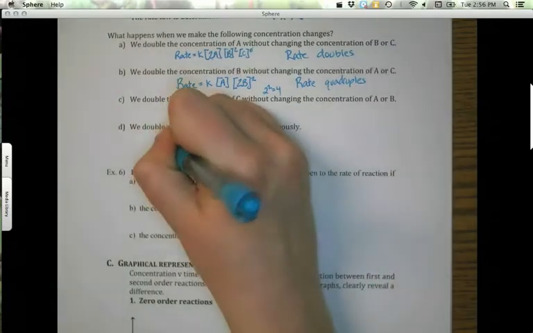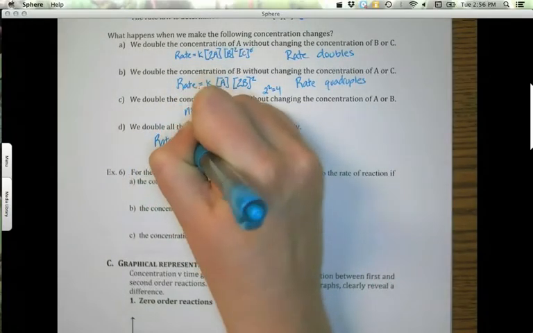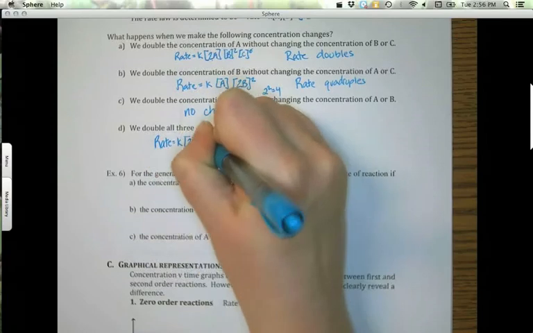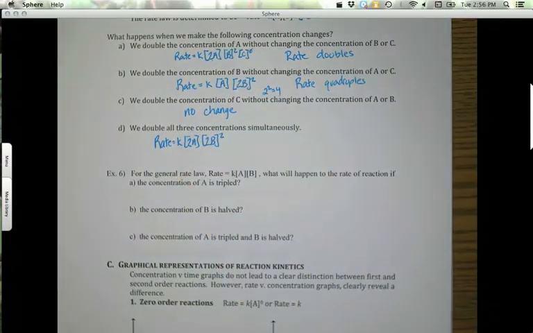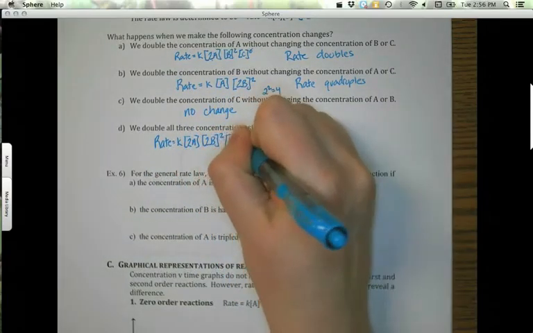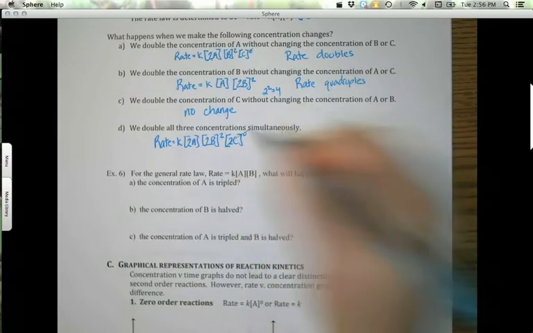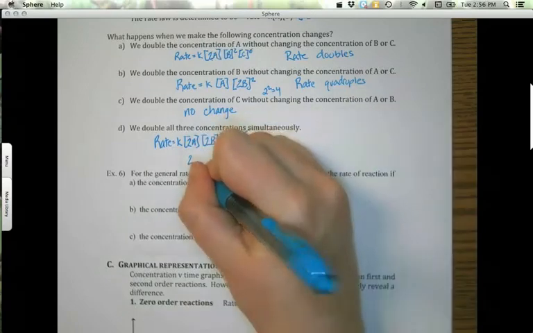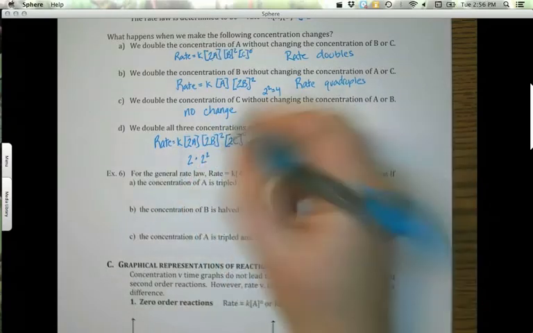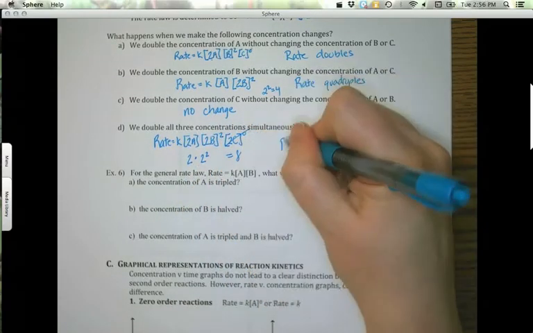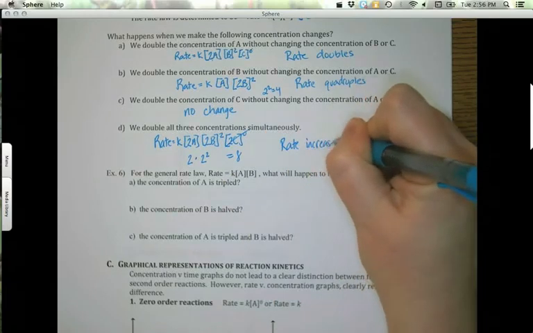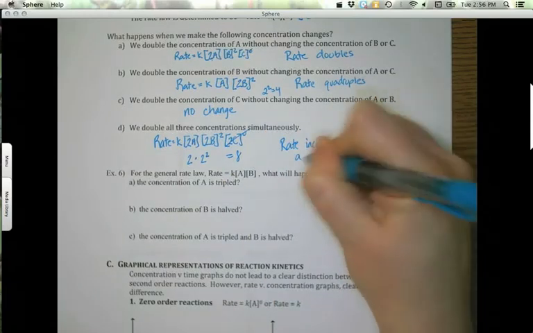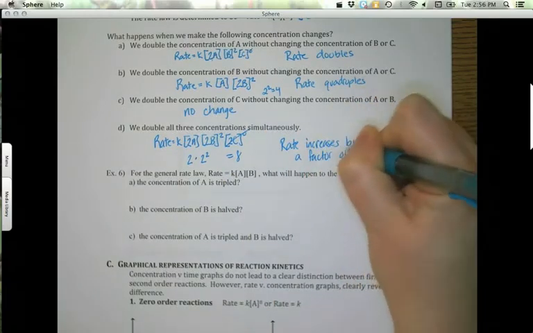So we have rate equals K, 2A times 2B squared, and then times 2C to the 0. Okay, well that's 1, that doesn't amount to anything, but 2 times 2 squared, 2 times 4 equals 8. So the rate increases by a factor of 8.